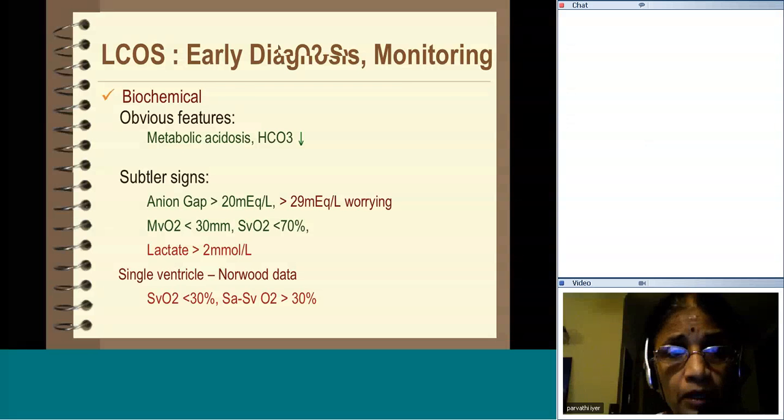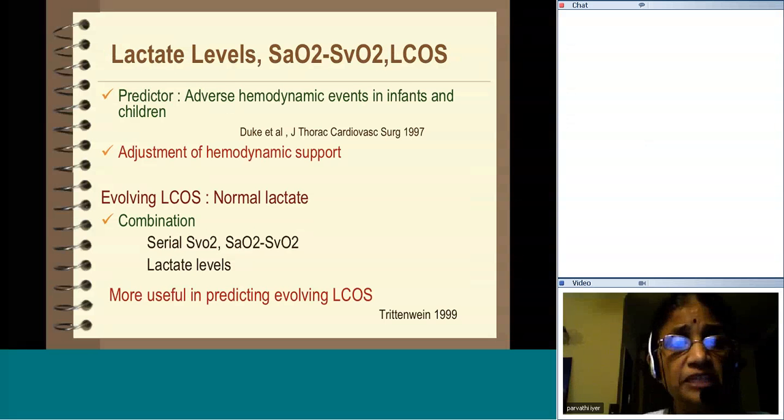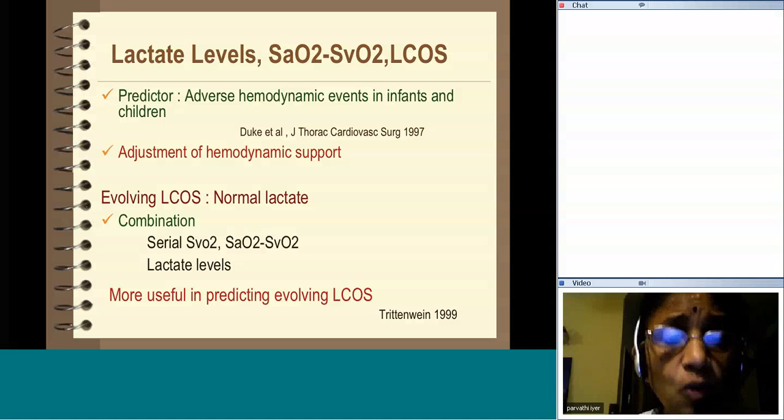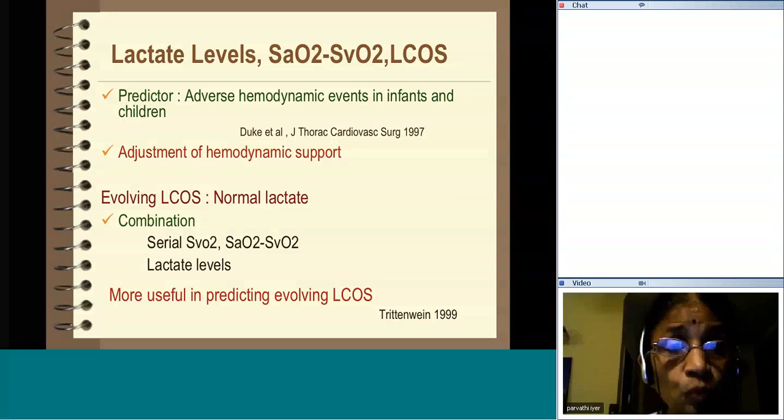Lactate levels way back in 1997 were shown to be a good predictor of adverse hemodynamic events and near misses in infants and children undergoing cardiac surgery. They were shown to be a useful tool to adjust hemodynamic support. But in early evolving low output, many situations are found where the lactate levels are actually normal. So an abnormal or a rising lactate level predicts evolving low output. On the other hand, a normal lactate level does not ensure that the cardiac output is normal.